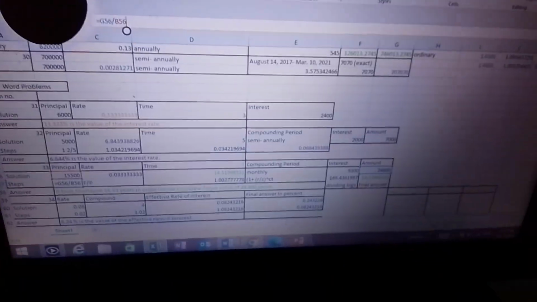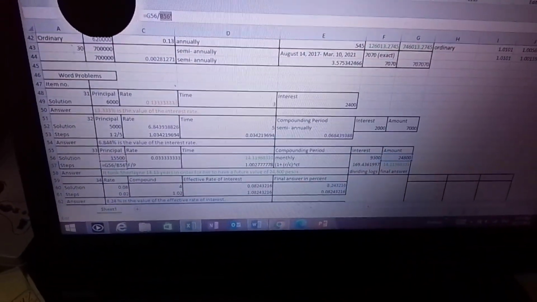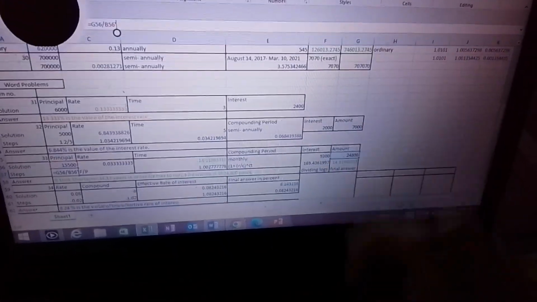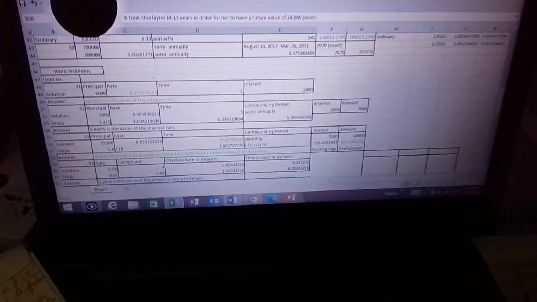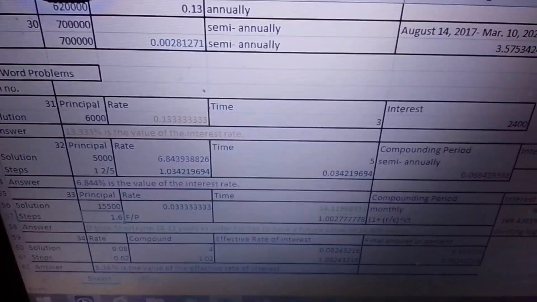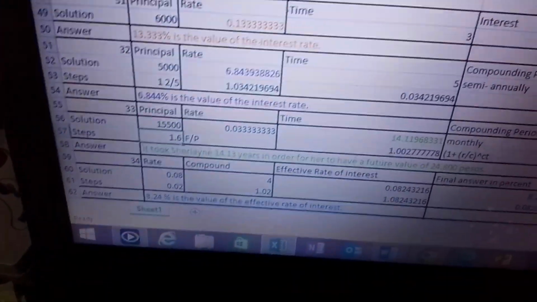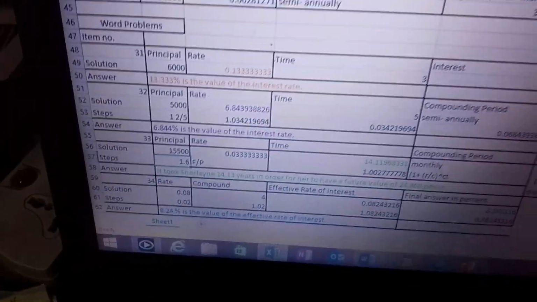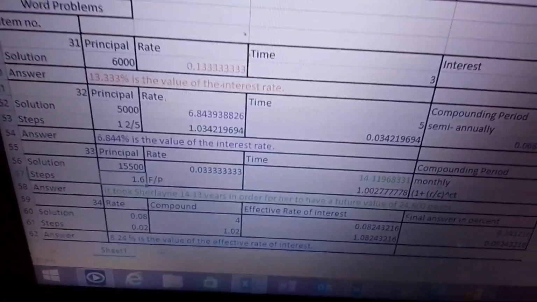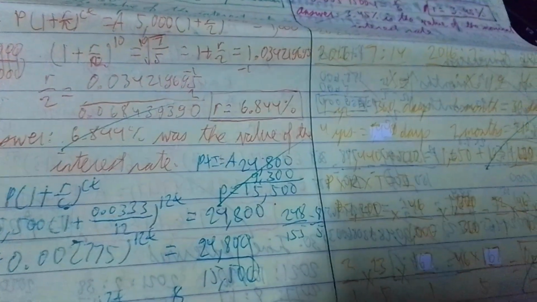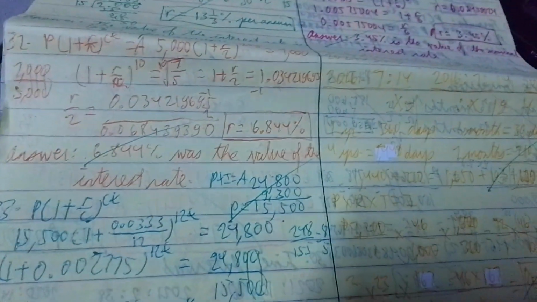Yan. And we're supposed to get 1.6. 1.6, that's the same as 8 over 5, di ba? If I were to convert that into a fraction, that's 8 over 5, or 1 3/5, di ba? Because 8 over 5 is 1 3/5, which can be converted into 1.6.